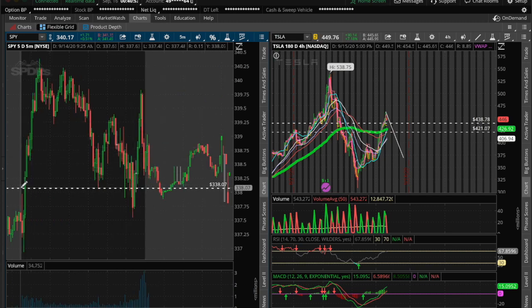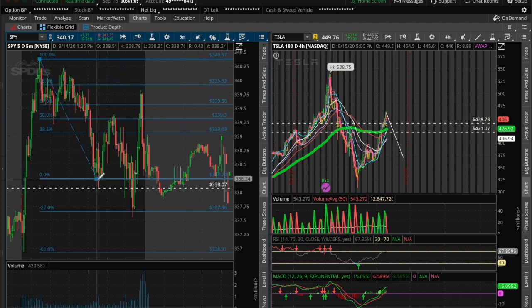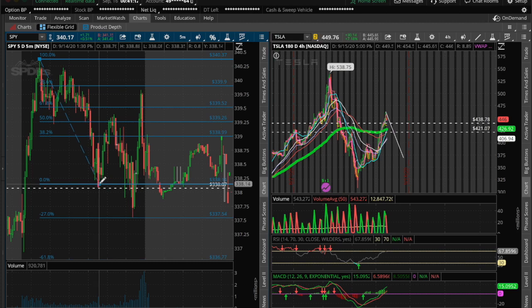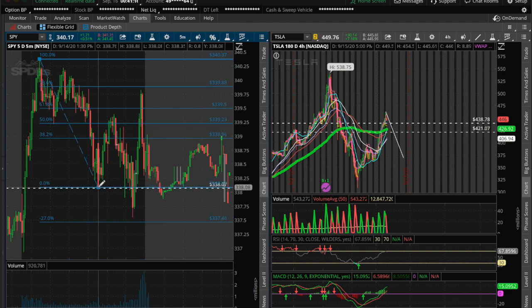So we see it made that high of the day. It came down right here. It bounced. It bounced right here. Right. So now we know that this is for puts. So 340.38. I'll just say 340.37, and then 338.07, or 338.08. Okay, right.